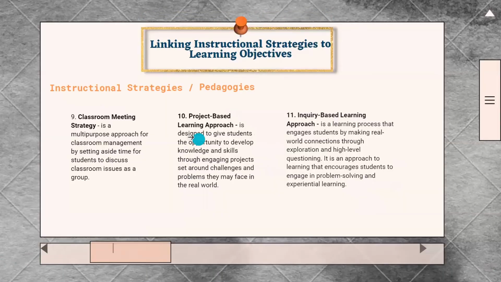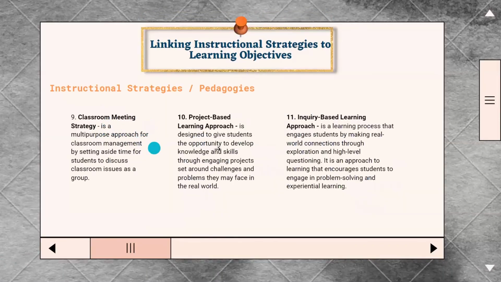Next is the classroom meeting strategy. It is a multi-purpose approach for classroom management by setting aside time for students to discuss classroom issues as a group. Class meetings provide an opportunity to come together as a community. The goal is to provide a safe and open environment for students to share concerns, explore their feelings, and also support each other.